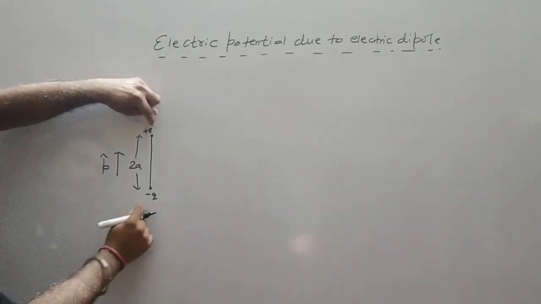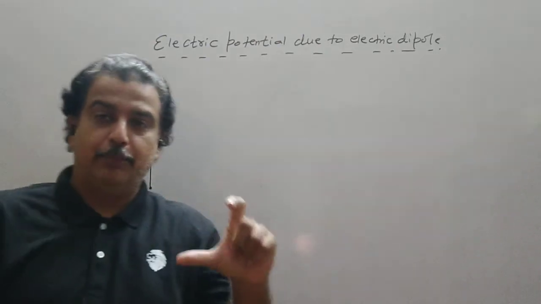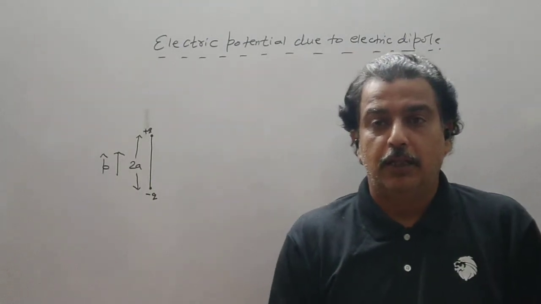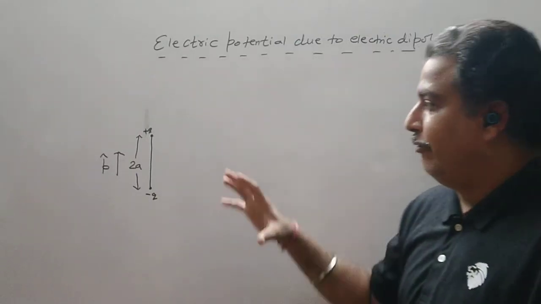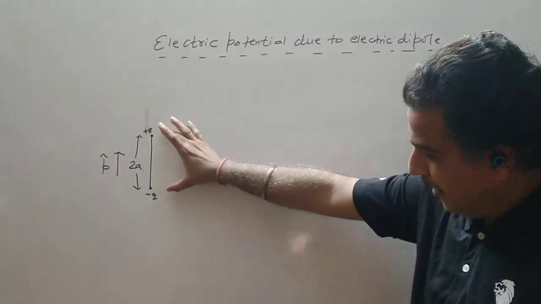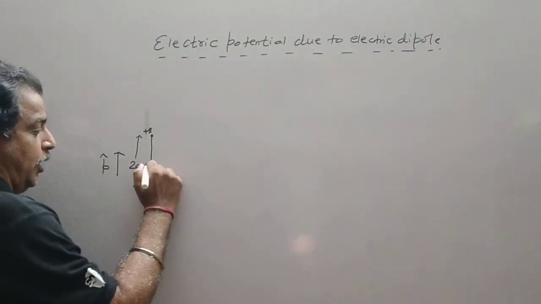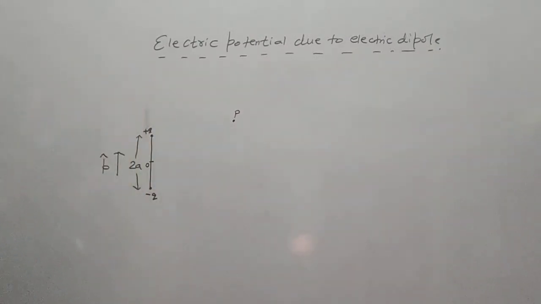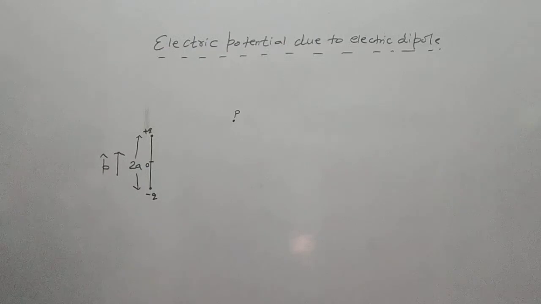So this is a dipole, and the dipole is a short dipole, or the distance between the positive and negative charge is very small, but for our convenience or for the proper visual, the distance is shown large. Now I have to find out the potential at a certain point, say P. Now this point is in the field of the dipole. So the question is, find out the potential at point P.